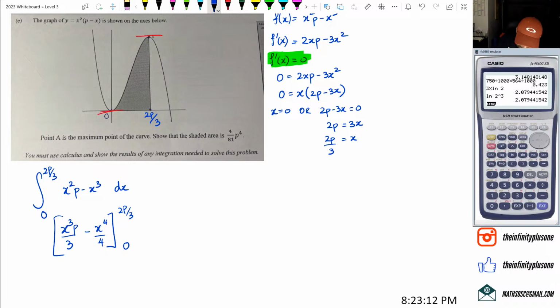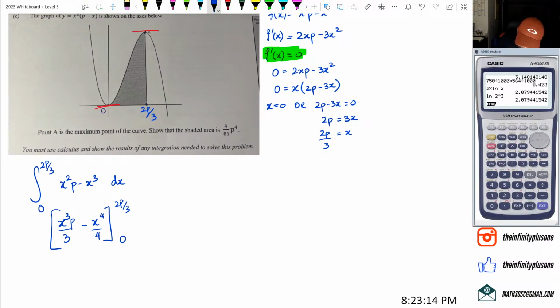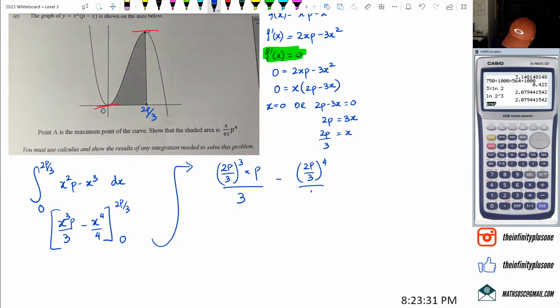So my next step is to substitute 2p over 3 into x. So I'm going to get 2p over 3 to the power of 3 multiplied by p over 3, minus 2p over 3 to the power of 4 divided by 4. Now I don't have to worry about the 0, because when I substitute x as 0, I'm just going to ignore it because that ends up as 0.